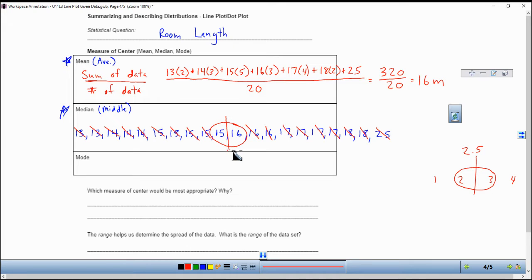So what I like to do is circle the middle two, put a line right through it. And then I like to think, well, what's the exact middle of 15 and 16? If you don't know, this is a little helpful hint. You can add them up. So we'll do 15 plus 16 and then divide by 2. That will tell you the middle of those two numbers. So 15 plus 16 is 31, divided by 2 is 15.5, which I guess makes sense. Halfway between 15 and 16 is 15.5 meters.